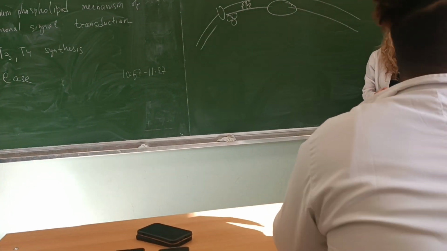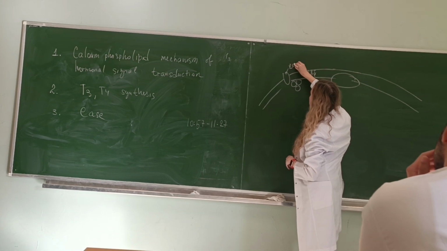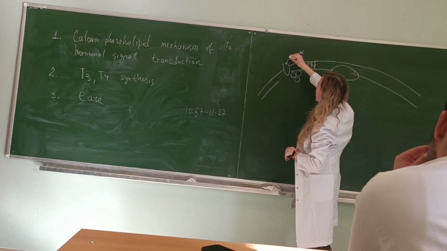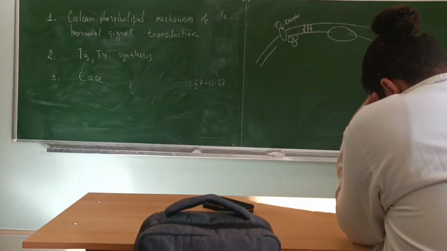On this cell membrane, we have a receptor. So this is the receptor. When the hormone connects with the receptor, the receptor changes conformation and starts to act with G protein.